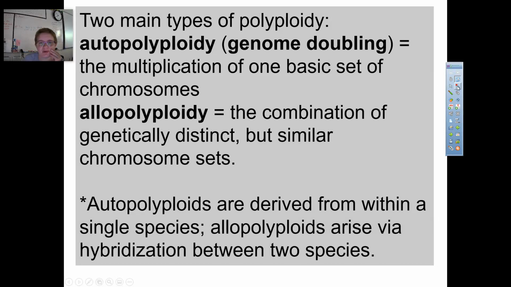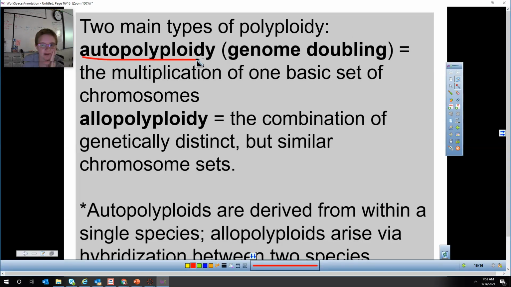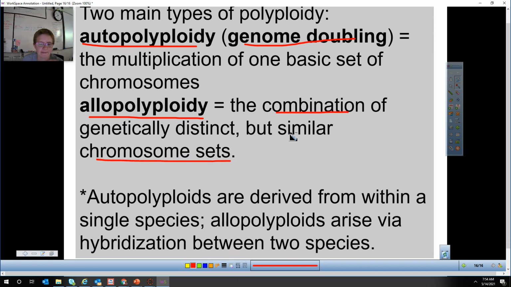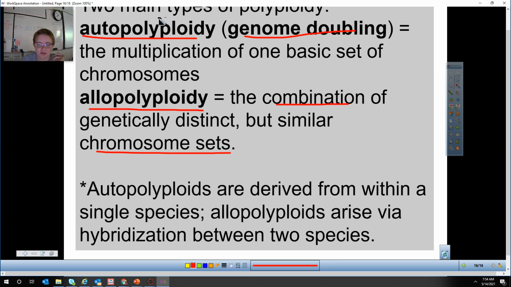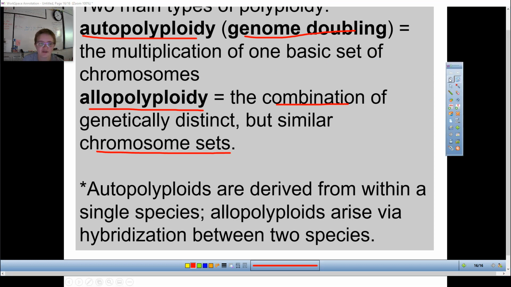So there's 2 main types of polyploidy, 2 main ways to get weird amounts of chromosomes. There is autopolyploidy, which is basically genome doubling, where you multiply the basic set of chromosomes. So you go from diploid to tetraploid, you just double it. Then there's allopolyploidy, which is the combination of distinct but similar chromosome sets. So combination of chromosome sets. Okay. Autopolyploids are derived from a single species. So when there's some meiosis that goes wrong, and you have one species with too many chromosomes and the same species with too many chromosomes, and that comes from hybridization.